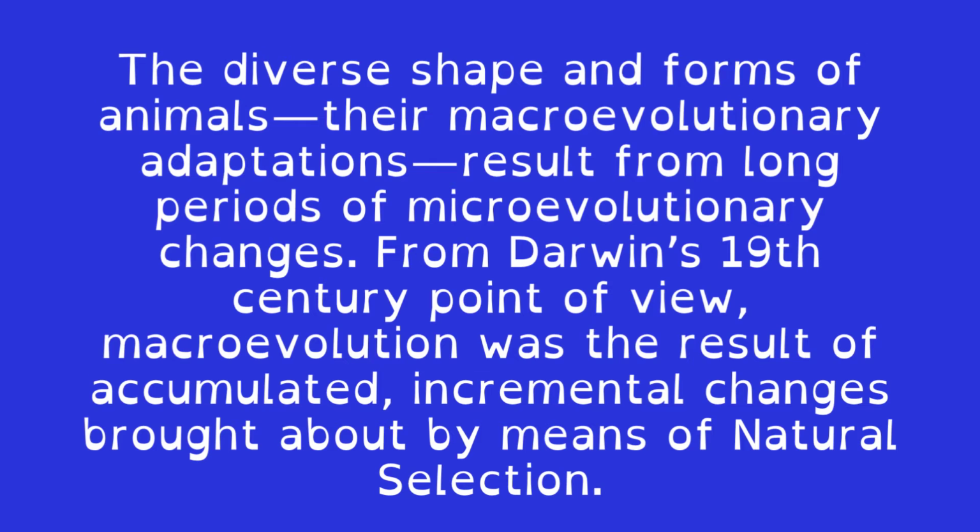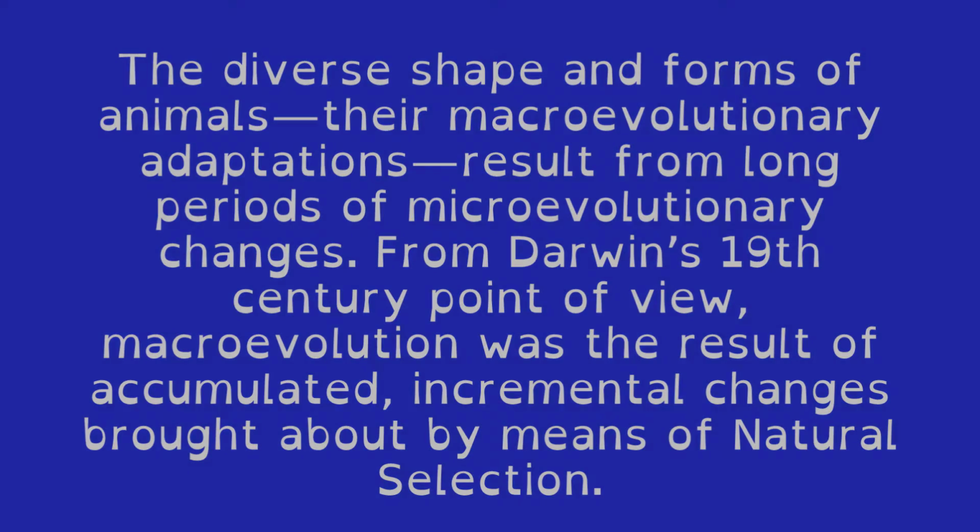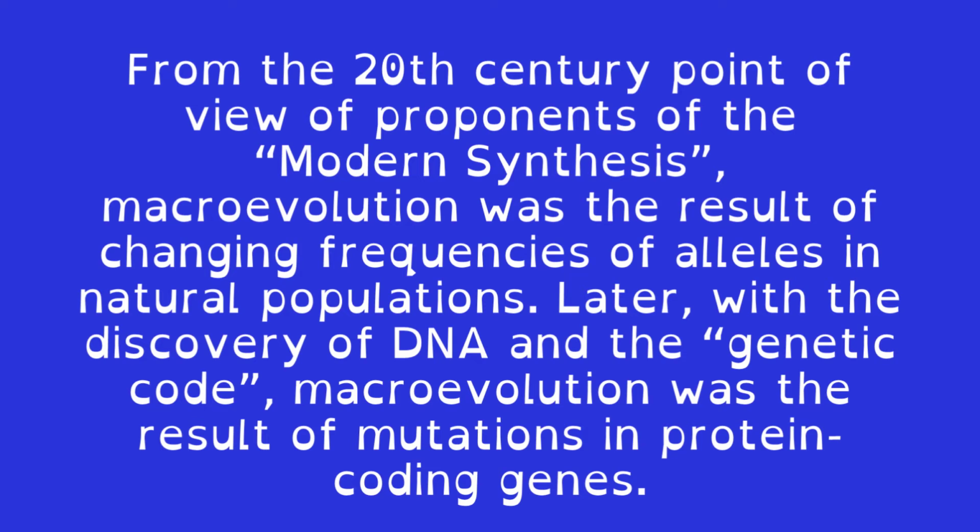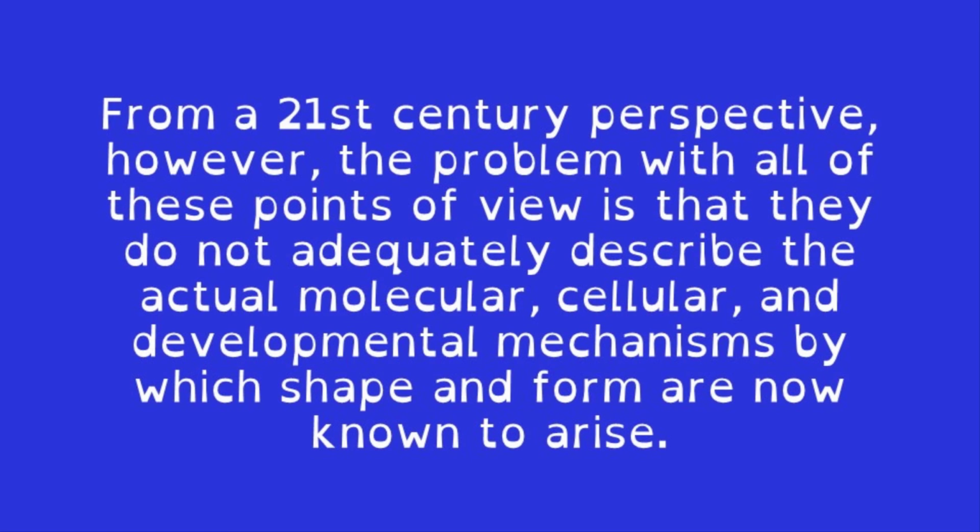From Darwin's 19th century point of view, macroevolution was the result of accumulated incremental changes brought about by means of natural selection. From the 20th century point of view of proponents of the modern synthesis, macroevolution was the result of changing frequencies of alleles in natural populations. Later, with the discovery of DNA and the genetic code, macroevolution was the result of mutations in protein-coding genes. From a 21st century perspective, however, the problem with all of these points of view is that they do not adequately describe the actual molecular, cellular, and developmental mechanisms by which shape and form are now known to arise.